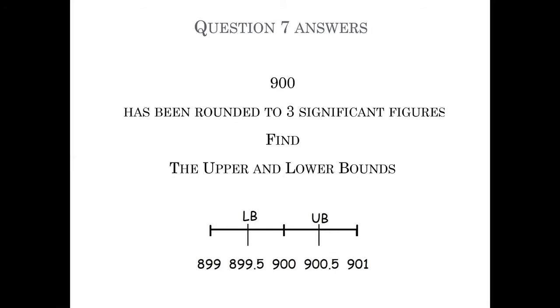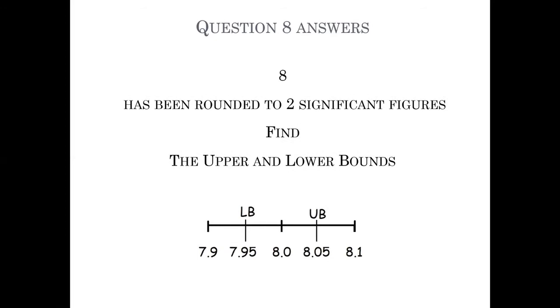Question 7. 900 has been rounded to 3 significant figures. Find the upper and lower bounds. The lower bound is 899.5 and the upper bound is 900.5. Question 8. 8 has been rounded to 2 significant figures. Find the upper and lower bounds. The lower bound is 7.95 and the upper bound is 8.05.